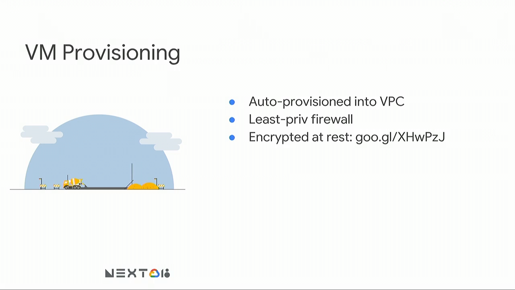The VMs have disks that are encrypted at rest. You can read all about that at this link here. And they really benefit from a lot of work that Google's done over the years to harden our hypervisor. So Google has spent a large amount of security time making sure that VMs running on that same shared hardware are really well isolated from each other. And our VMs inherit all that great work that Google's done previously.